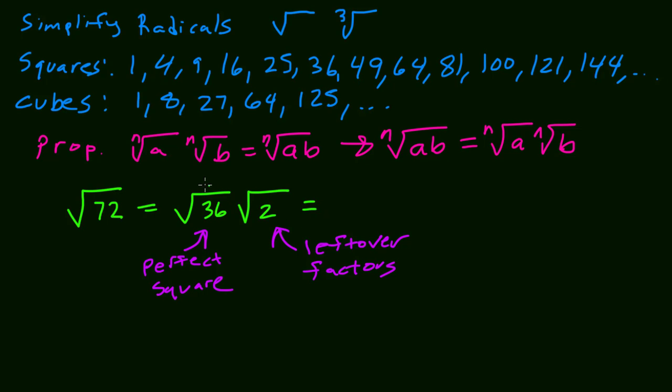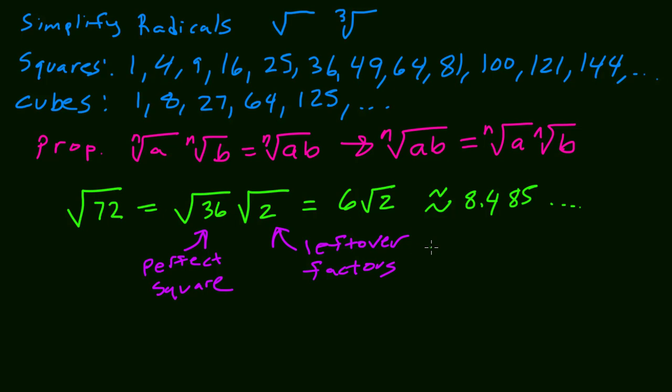And the reason we do that is because now I can take the square root of the first part. The square root of 36 is just 6. And we can check our answer by plugging in the square root of 72 into the calculator, and plugging in 6 square roots of 2 in the calculator, and we get approximately 8.485, and so on.